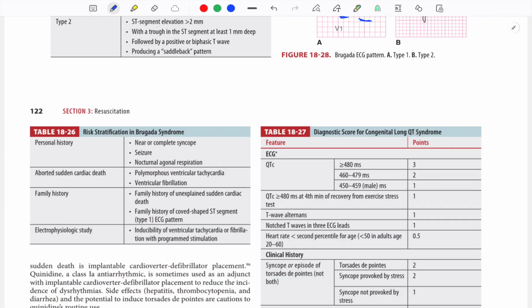What are the high risk features in Brugada syndrome? If the patient is giving history of syncope, seizure or agonal respiration, if the family history of sudden cardiac death is there, and on electrophysiological study, inducibility of VT or VF is seen with programmed stimulation. Normal QT interval is 350 to 450 milliseconds.